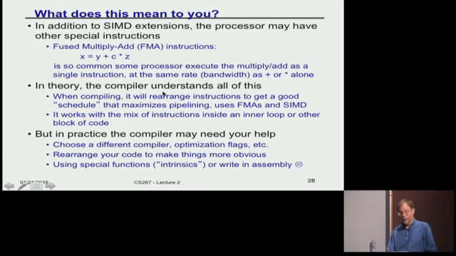So in theory, if you write code and one of your lines of code looks like this, then the hope is that the compiler would say, oh, I can generate one instruction, and it'll run a lot faster.